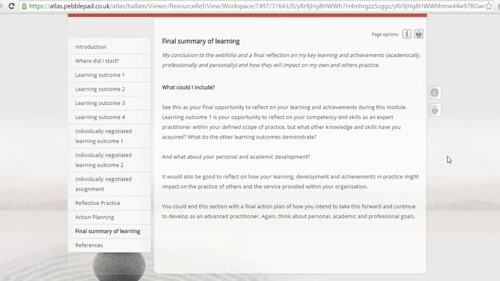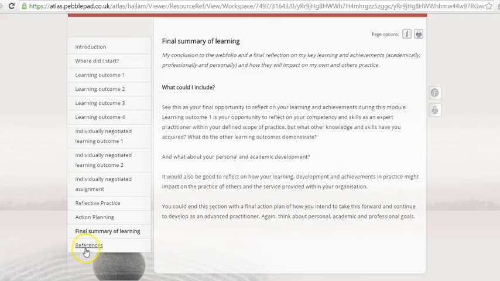So again, if you feel that you've covered that final summary of learning in your reflective practice piece here, don't repeat it here, just take this tab out, or you can even just type in, please refer to reflective practice piece. But again, within that we would expect to see not only your clinical skill development and being able to demonstrate that you're working as an expert practitioner, but also your personal and academic development as well.